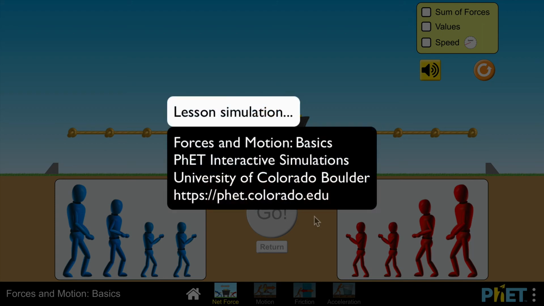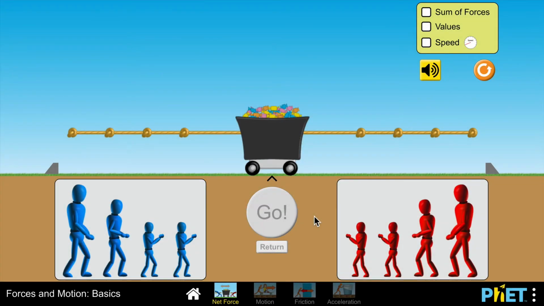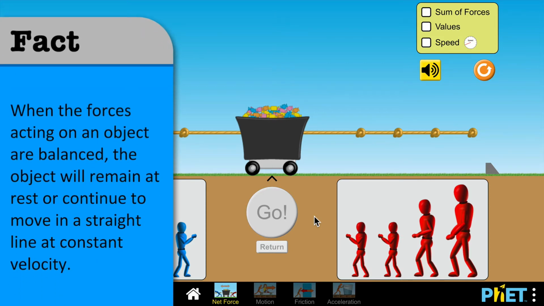Hi there. In this video I'm going to be using the PhET simulation Forces in Motion: Basics in order to go over Newton's first and Newton's second law. So what is Newton's first law? It says when the forces acting on an object are balanced, the object will remain at rest or continue to move in a straight line at constant velocity.